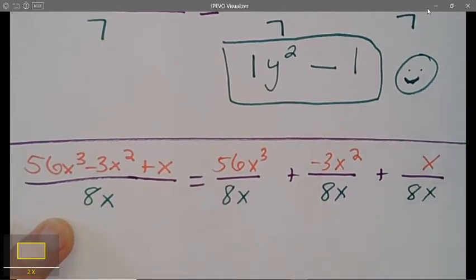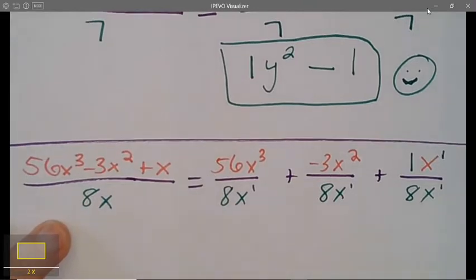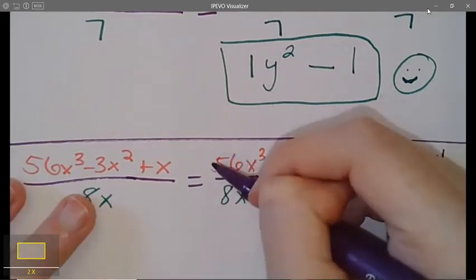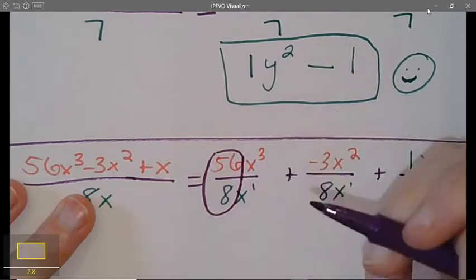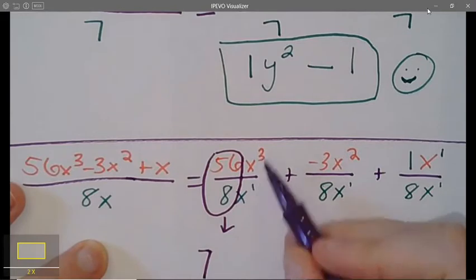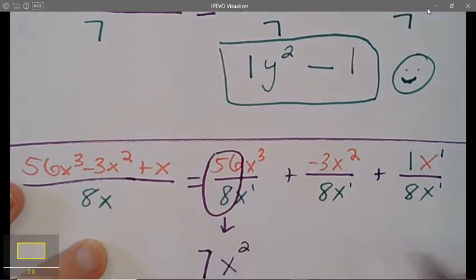And again, if it helps you, remember if you're missing any exponents, they're always secretly a 1. Also, if you don't have a number in front of your variable, it's also secretly a 1. Okay, and again, we are dividing the coefficients, or the numbers in front of the variables, and we are subtracting the exponents on the variables. Okay, so I'm going to start by dividing 56 by 8, which is 7. And I'm going to subtract my exponents. So 3 minus 1 is 2. So this would be 7x squared.